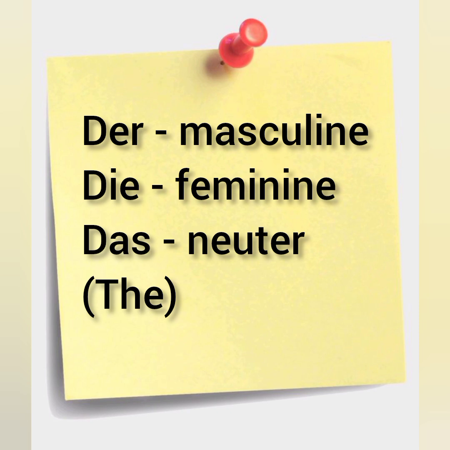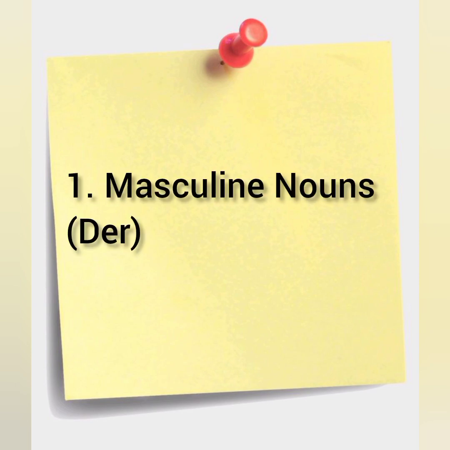In a subsequent video, we shall be talking about the plural of nouns, but we'll come to that later on because we also have die there. So, der masculine, die feminine, and then das for neuter. All of them mean the. Okay. So let's now see the rules for masculine nouns.